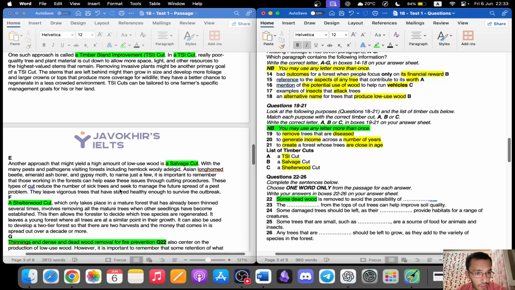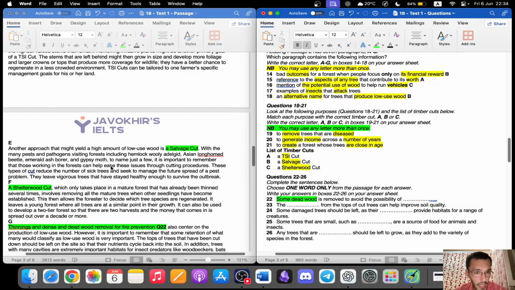So another approach that might yield a high amount of low use wood is salvage cut. With many pests and pathogens visiting forests, including hemlock woolly adelgid, Asian long-horned beetle, emerald ash borer, and gypsy moth, to name just a few, it is important to remember that those working in the forest can help ease these issues through cutting procedures. To remove trees that are diseased.